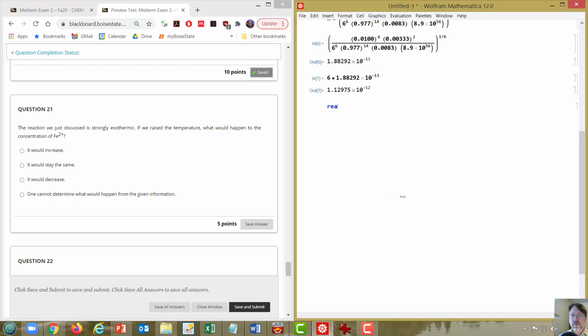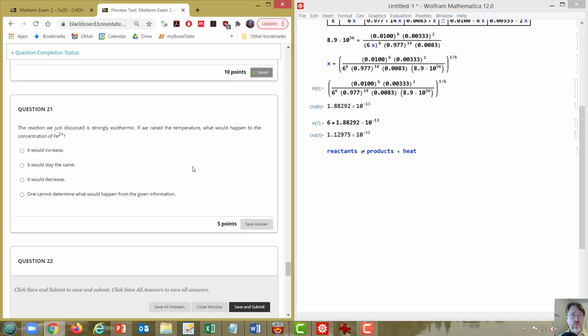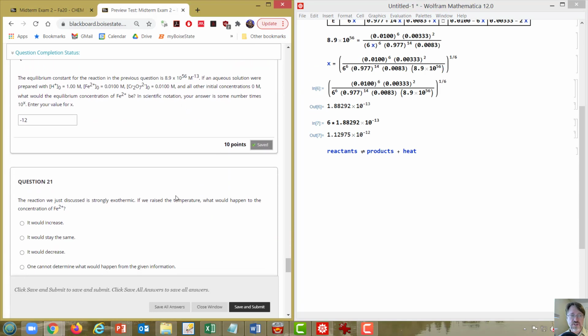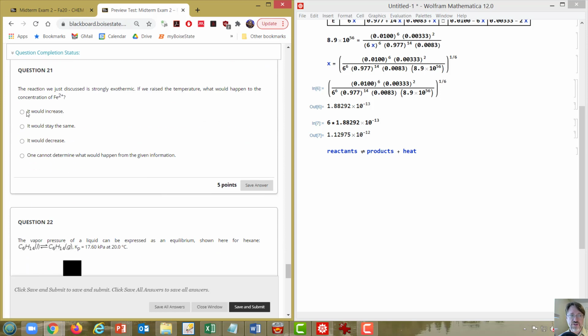So reactants, equilibrium, products. Exothermic means it produces heat, so we put heat on this side. So if we raise the temperature, we add heat, and the reaction shifts towards reactants. And so now we look up here, the Fe2+ is on the reactant side, so the reactant concentration should increase.